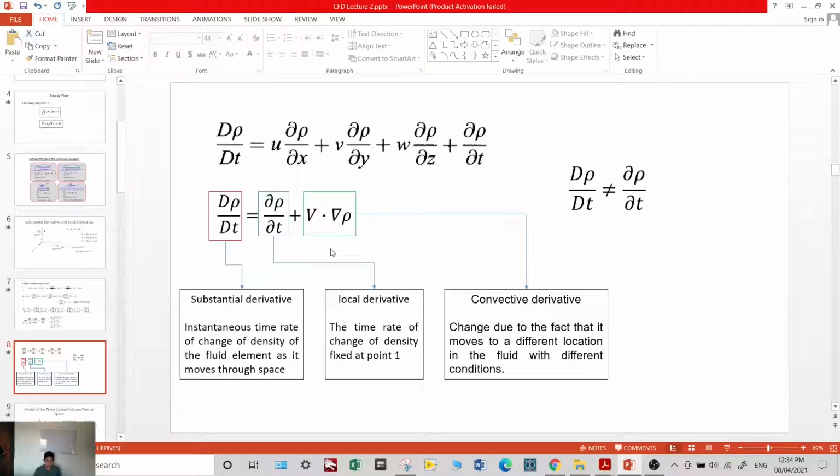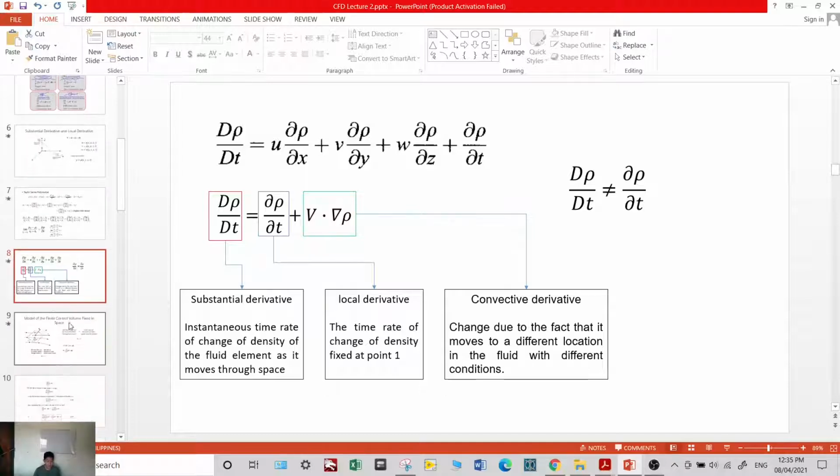And then, this one is the convective derivative or the change due to the fact that it moves to a different location in the fluid with different conditions. No, so mo ni ang mga account sa change sa density, no, sa pag-adto niya sa lain na position. Okay.